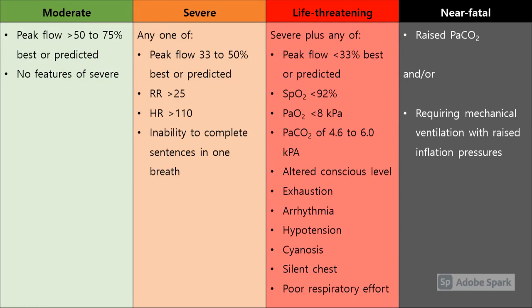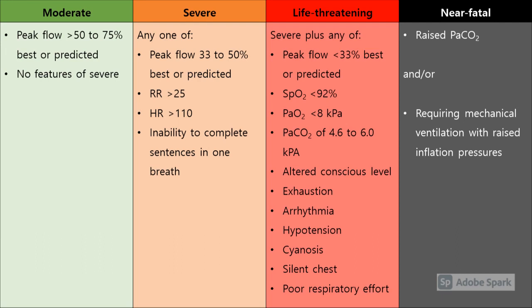Now, we won't go into this in full detail, but if you're watching on YouTube, we'll pop a table up so you can see the grading as per the BTS guidelines. If you're listening to the audio files, have a look at the BTS guidelines at your leisure. I think probably it's useful to highlight the severe features. So if the patient is unable to complete full sentences in one breath, if their heart rate's above 110, if their respiratory rate is above 25, those are features in keeping with acute severe asthma.